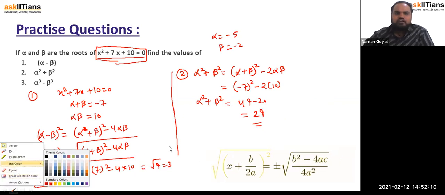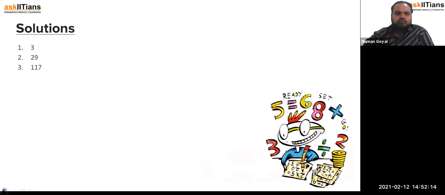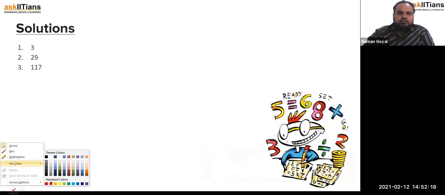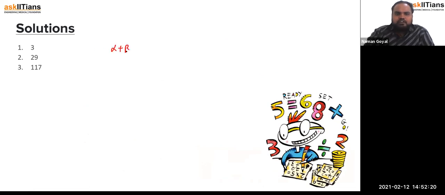Okay. Alpha cube minus beta cube. Now the question is asking for alpha cube minus beta cube. Now we are going to do that question in this part. See, alpha plus beta is minus 7, and alpha beta, I think, is 10.